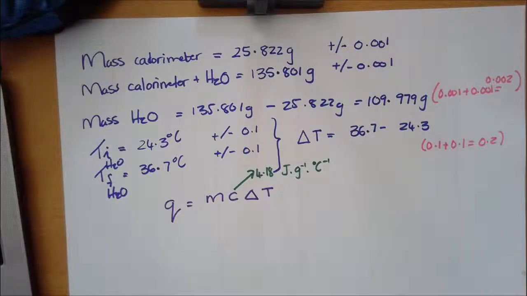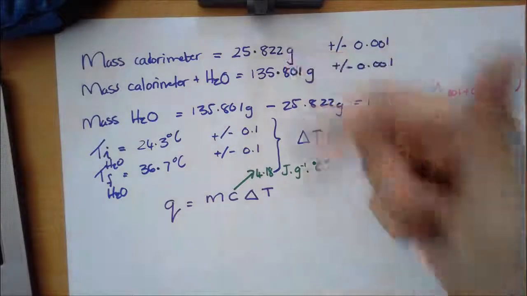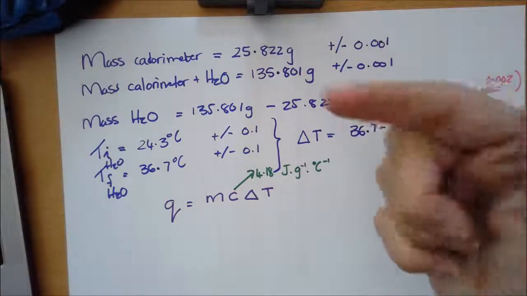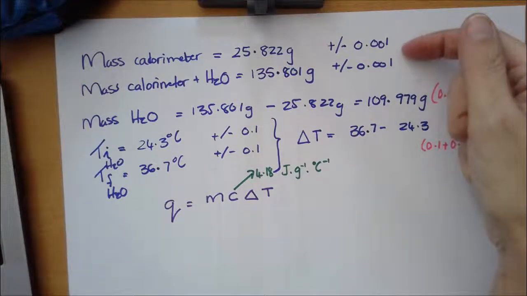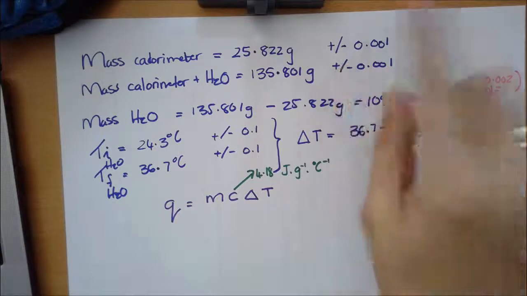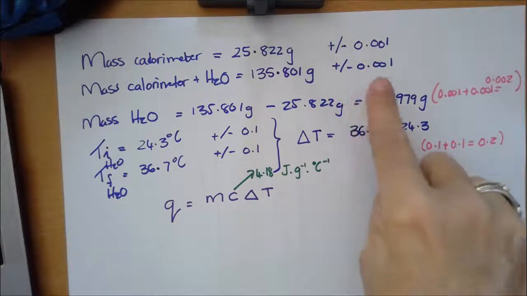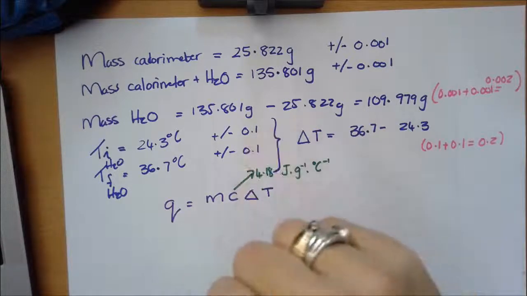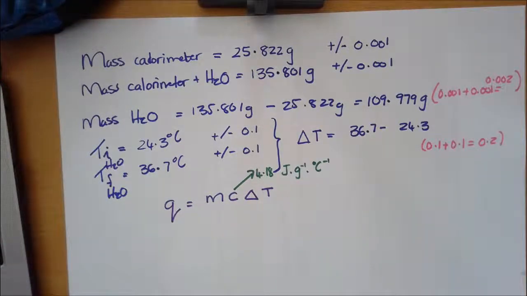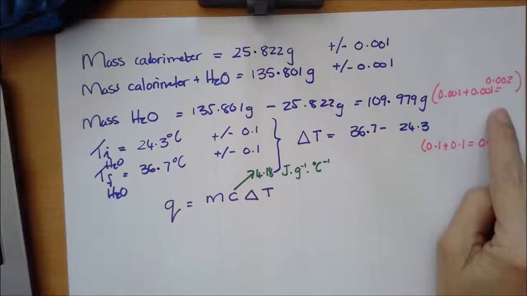Okay, so let's start from the beginning then. During our experiment, we determined the mass of the water by taking the mass of my calorimeter on its own and subtracting it from the mass of the calorimeter plus water. I have to consider my uncertainties. My uncertainty for the scale that I used was 0.001. Because I'm subtracting, the rule says if you add or subtract, you have to add your uncertainties together.